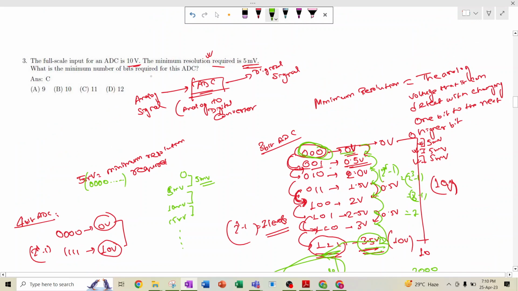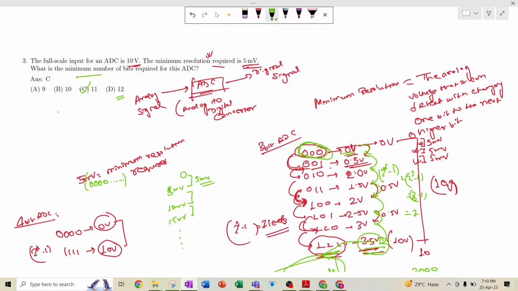So what is the minimum number of bits required for this ADC? It is 11. If you use 12 bits in the ADC, then also you can get this resolution, right? But in the question it is asked what is the minimum number of bits. The minimum number of bits is 11, because using 10 bits we cannot get the resolution of 5 millivolt. Then the resolution will be much larger than 5 millivolt, right?